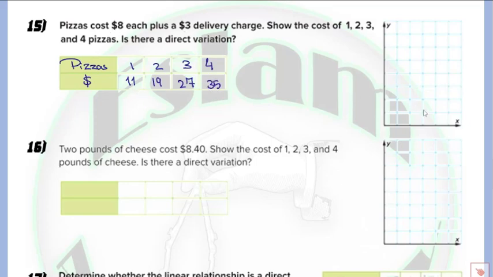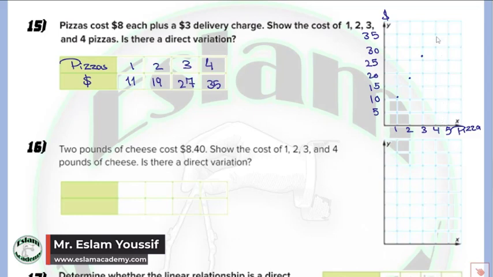Now we need to represent the relation graphically. The first ordered pair is 1 and 11, just going to the right one and going up 11. 2 and 19. 3 and 27. 4 and 35. You will find that we have a relation represented by a straight line.